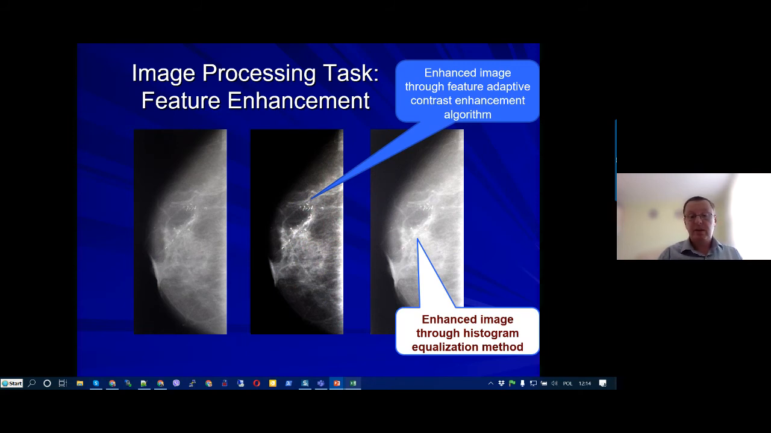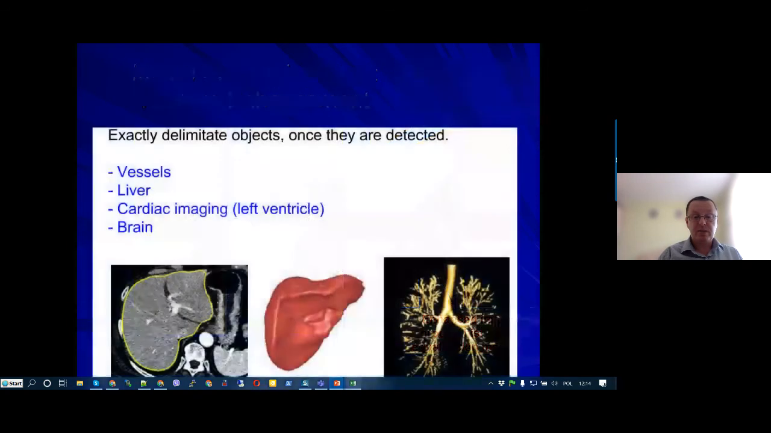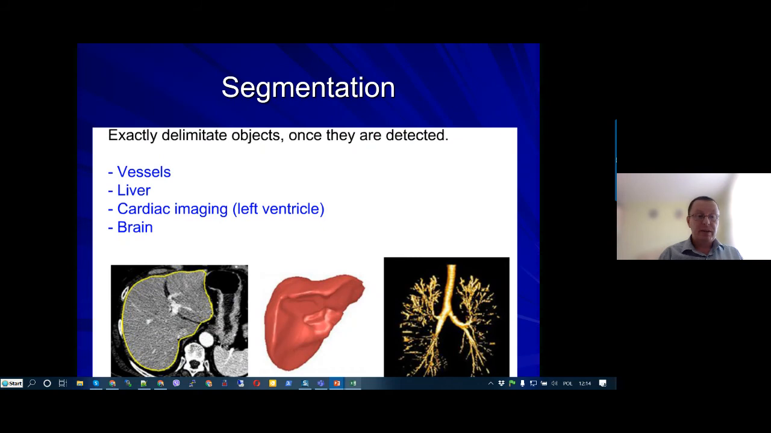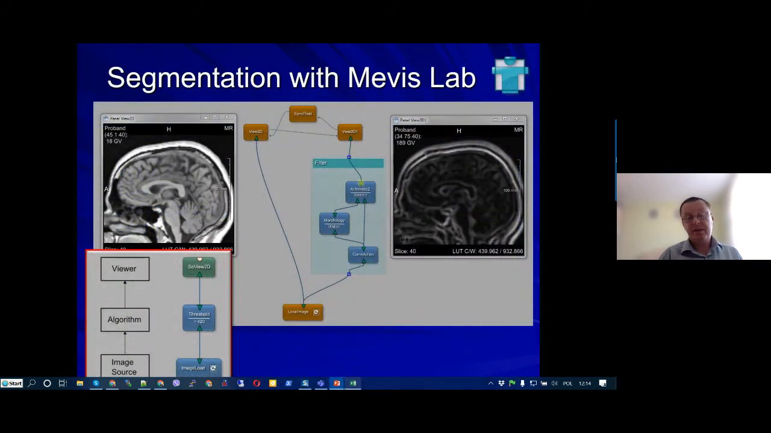So again, we could identify specific objects. Segmentation delimits objects once they are detected, and could be used to identify organs and tissues in images, like vessels, liver, brain, parts of the brain, and so on. And here is an example of a segmentation task you will do with Mavis Lab in topic 2.